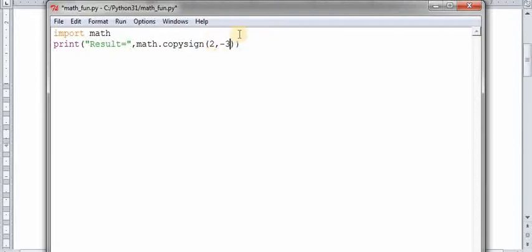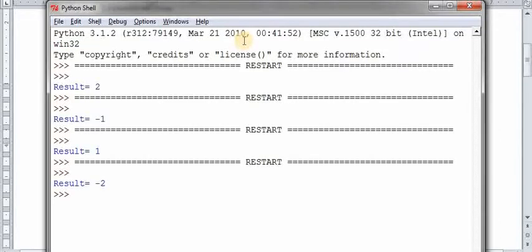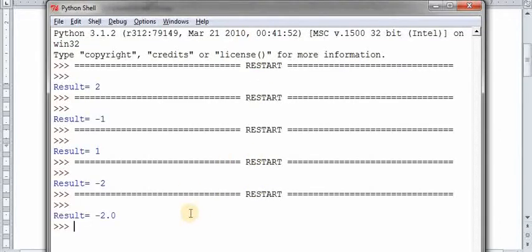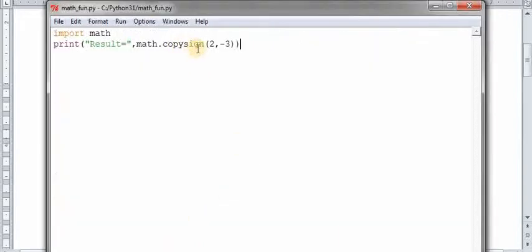-3. Now here this is the x and this is the y, and the sign of y is minus. What will you get? You will get -2, because the copy sign function will copy the sign of the second parameter to the first. Now run it. What will the result be? The result will obviously be -2. So this is the use of the copy sign function. The copy sign function copies the sign of the second parameter to the first parameter.